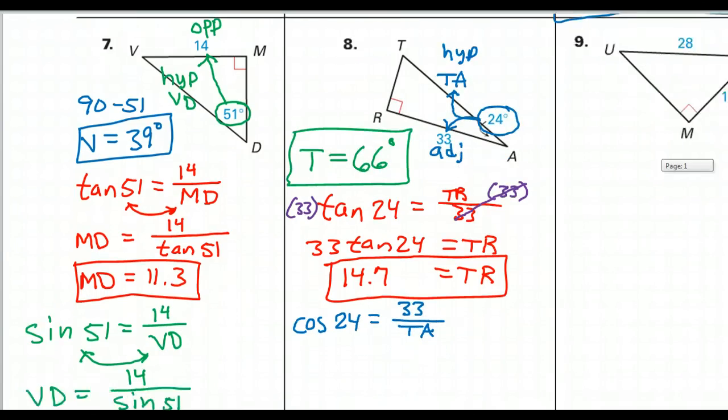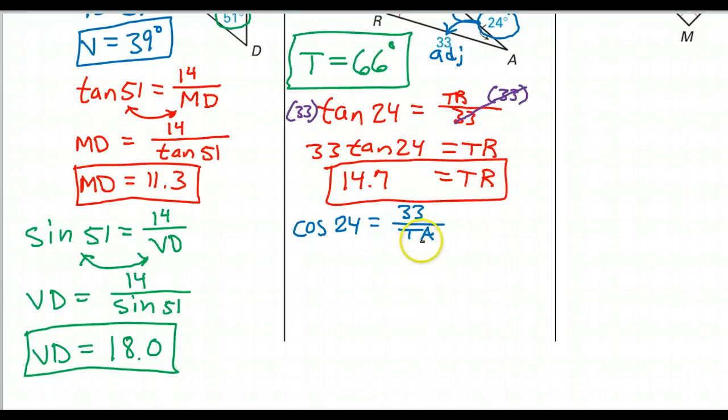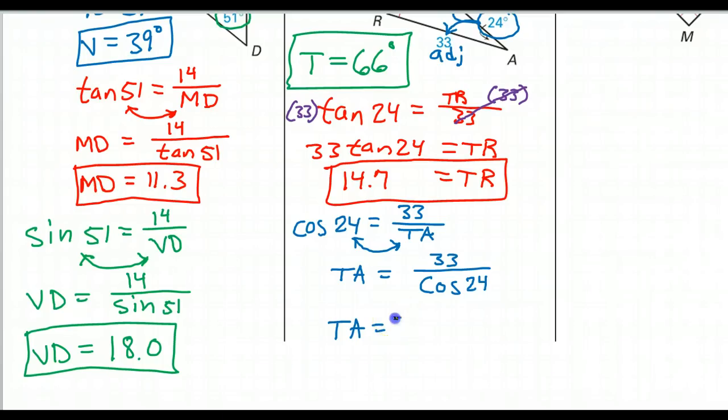What do we do when the variable is in the denominator like this? You guessed it, we're going to do the shortcut and reverse these two. So that's going to give us TA is equal to 33 over cosine 24. All right, and that goes right into the calculator. And that is 36.1. We found all 3 missing pieces.